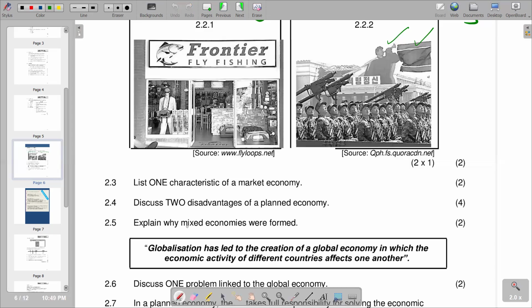We go to the next part of our question, which says: discuss two disadvantages of the planned economy. Remember, in the planned economy we don't have any competition. So it's going to limit choice from the consumer's point of view, as we are going to have less variety of products being produced, since the government is the only producer. So basically, that's one of the disadvantages that we can bring in.